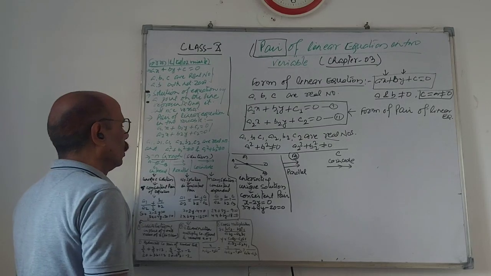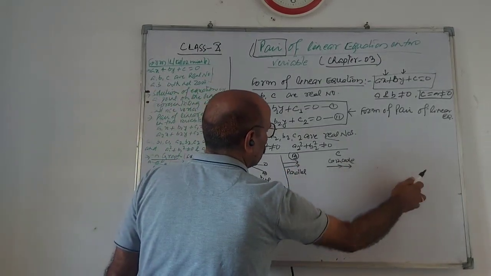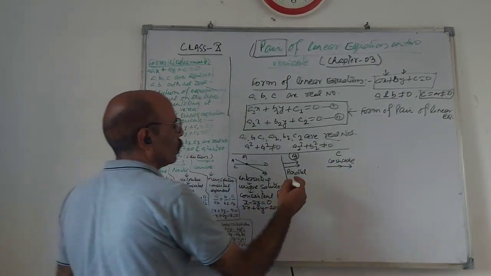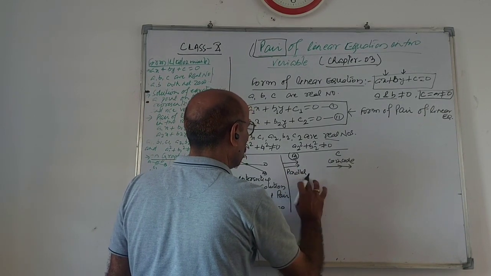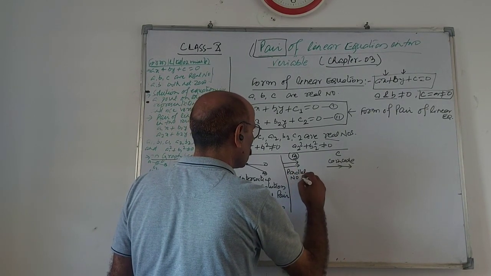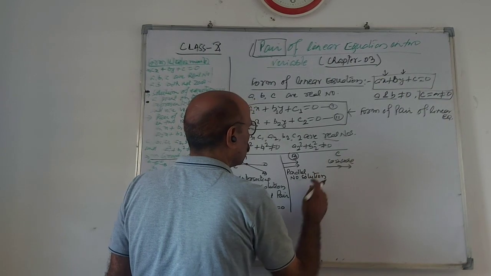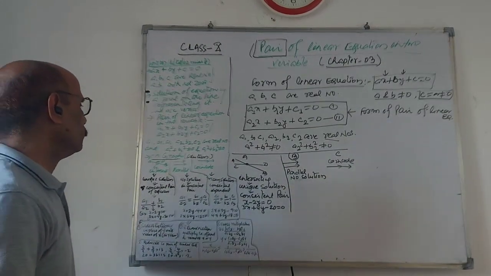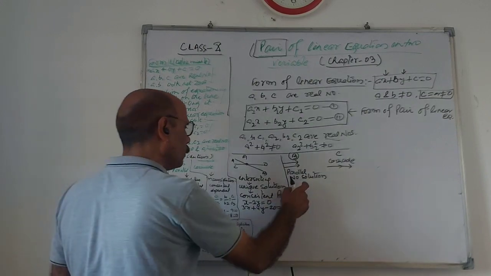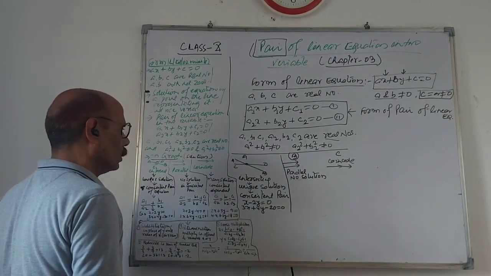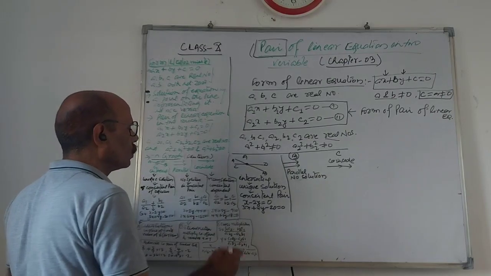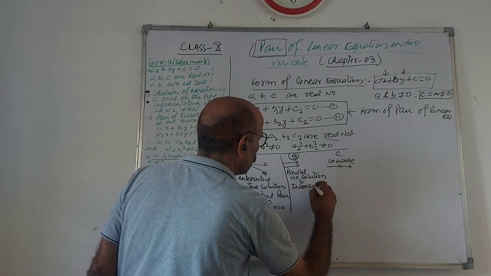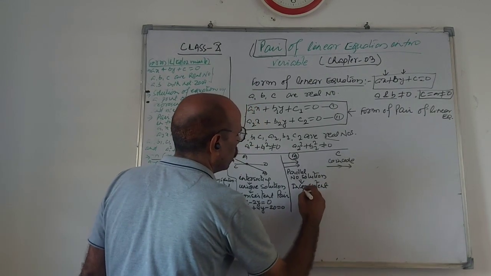If two lines on the graph sheet are parallel, these two lines will not intersect. That means no solution. In parallel lines, no solution. For x and y, no value. You will not get any value. And this type of equation will be called what? This type of equation will be called inconsistent, an inconsistent type of linear equation.